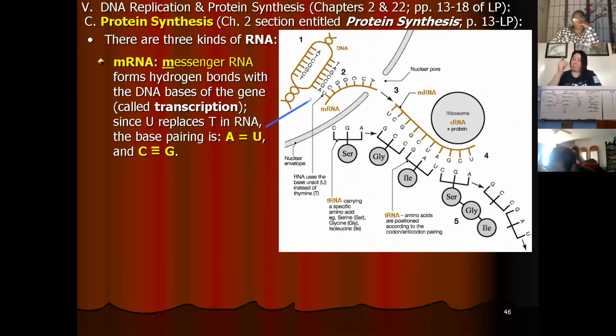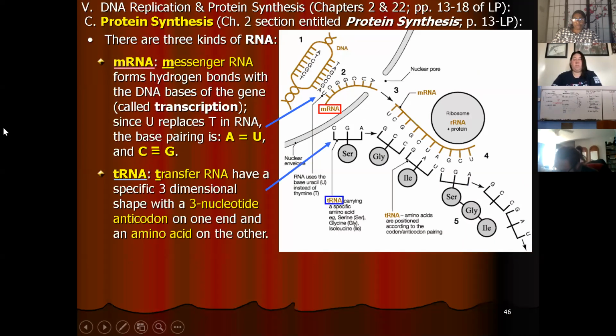Okay. Now let's talk about the three kinds of RNA, and then we can get to protein synthesis. Messenger RNA is the product of the first step of the sequence we call transcription. And again, A goes to U, C goes to G. And whenever I would write this down as a student, I would always write it down like this, so that I'm always reminded which one has 2 hydrogen bonds, which one has 3.